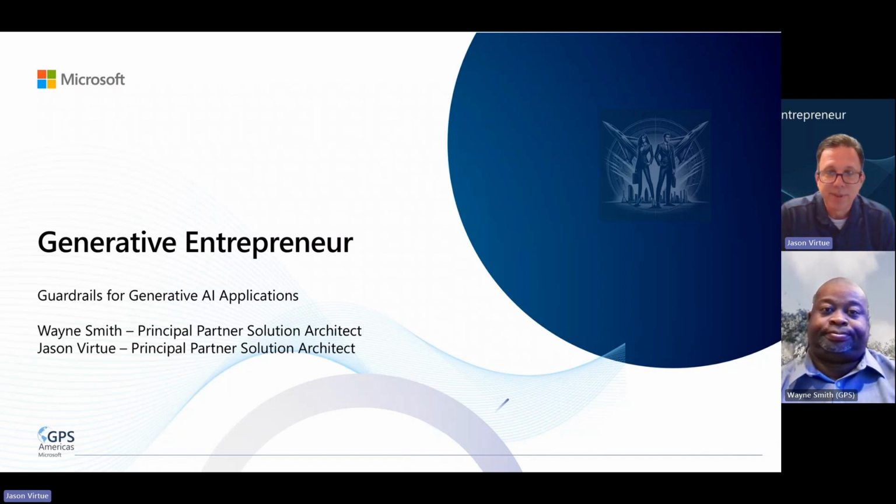Today's session is called The Guardrails for Generative AI, and I have a guest and a subject matter expert, Wayne Smith, who is going to be talking to us on responsible AI today. Today's session is called Guardrail for Generative AI Applications. And one of the core things that we want to think about when we talk about guardrails is the safety of those applications. So since Wayne has a lot of depth and expertise in responsible AI, I wanted to bring him into today's talk to share that with our group.